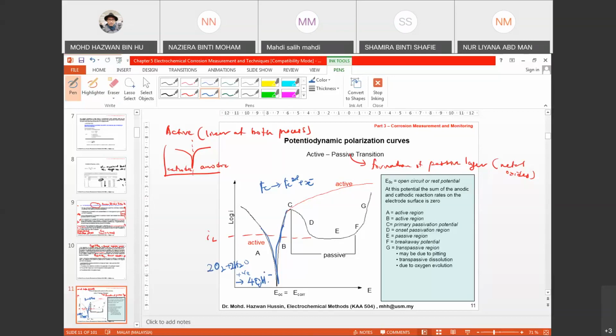Then it will actually react together to form the first rust product, which is ferrous oxide. All right, so the ferrous oxide starts to form over here. You will see that Fe(OH)2 starts to form, and then it starts to build up until it becomes stable.